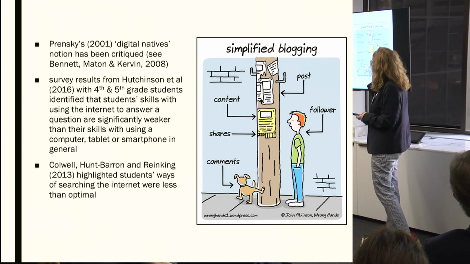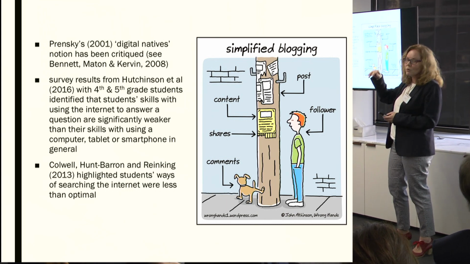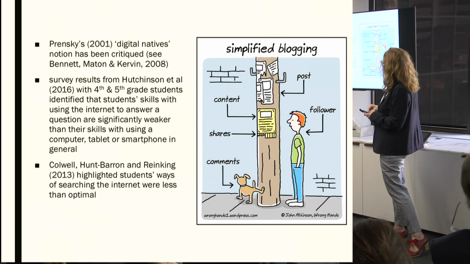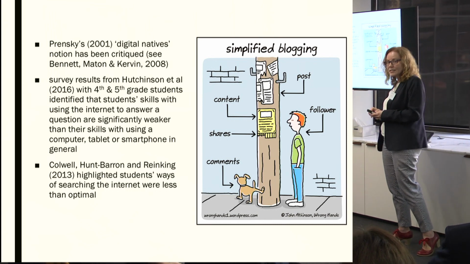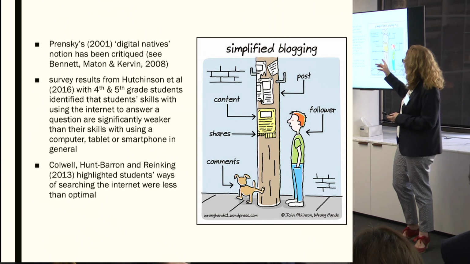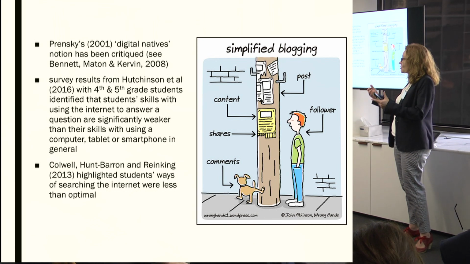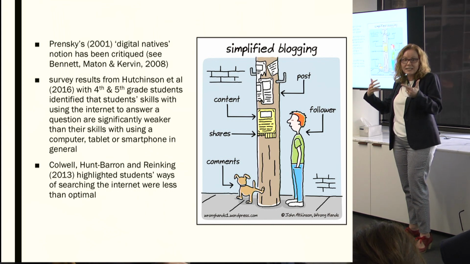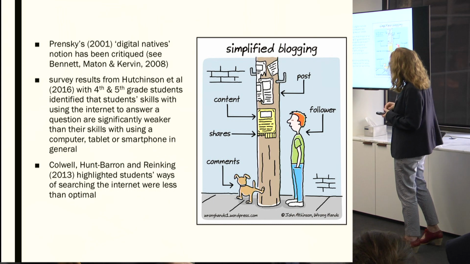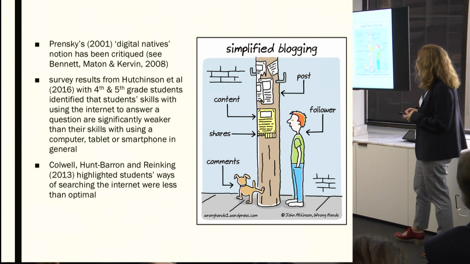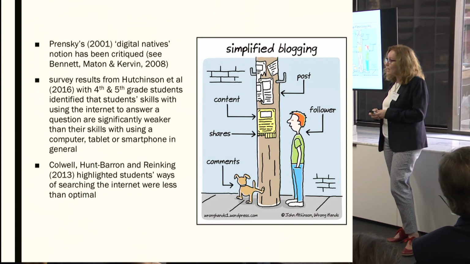We know from survey results from Hutchison et al., and this is quite recent, that in surveys with 4th and 5th grade students, students' skills with using the internet to answer a question are significantly weaker than their skills with using a computer, tablet or smartphone in general. And I think that sends a really important message to us as teachers. Just because children are busy on the technology doesn't mean that we should lose sight of what they're actually doing in terms of accessing and creating knowledge. We've also got some research from Colwell, Hunt-Barron and Reinking that highlights students' ways of searching the internet that were really quite clumsy. Students didn't have an efficient way of undertaking that task.